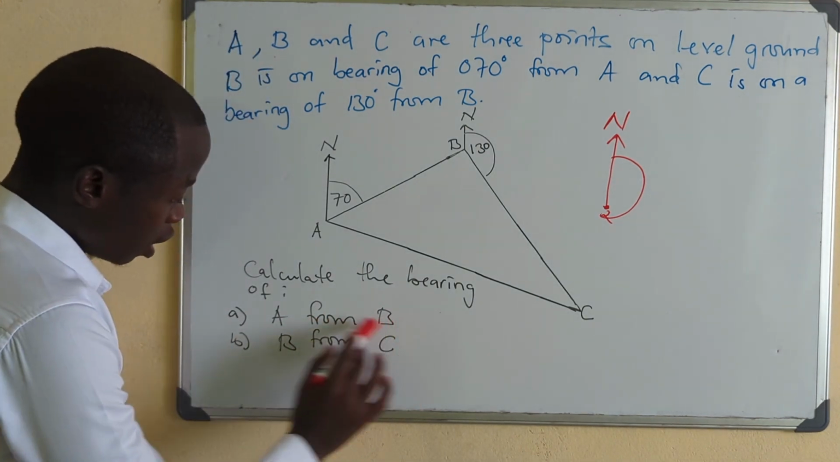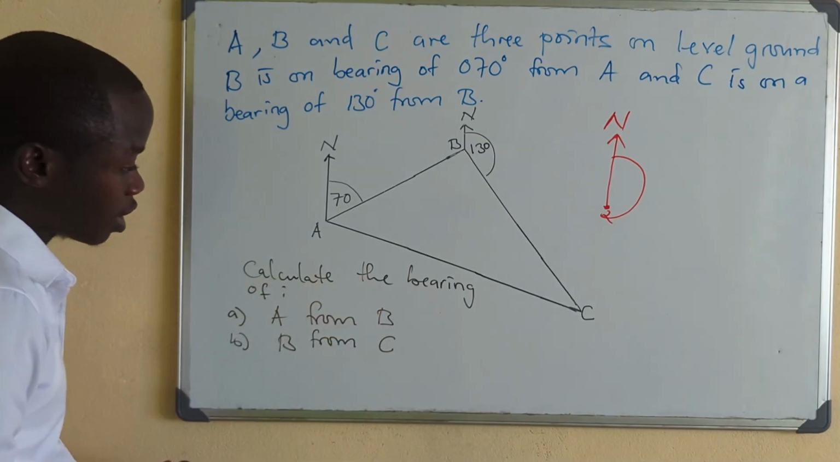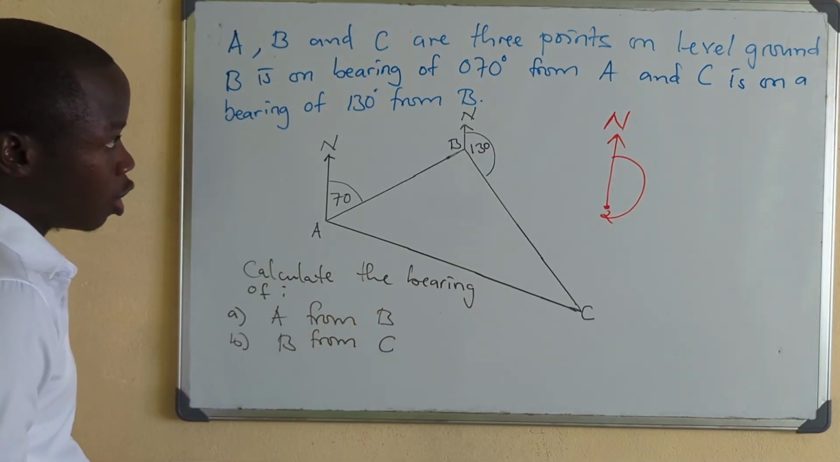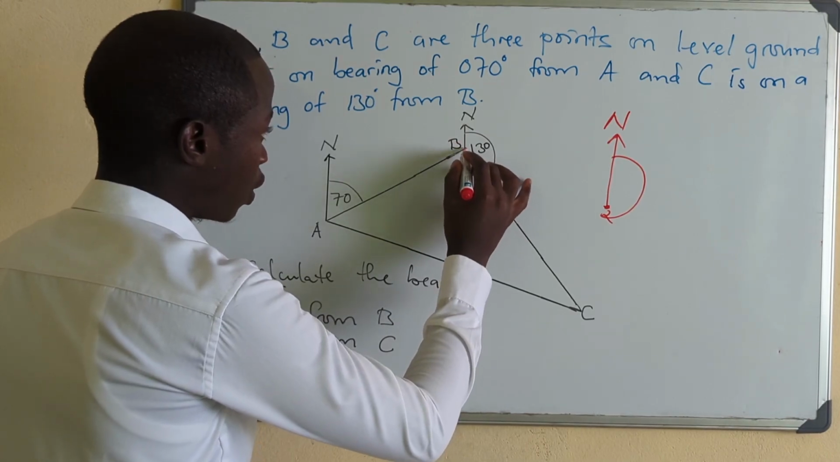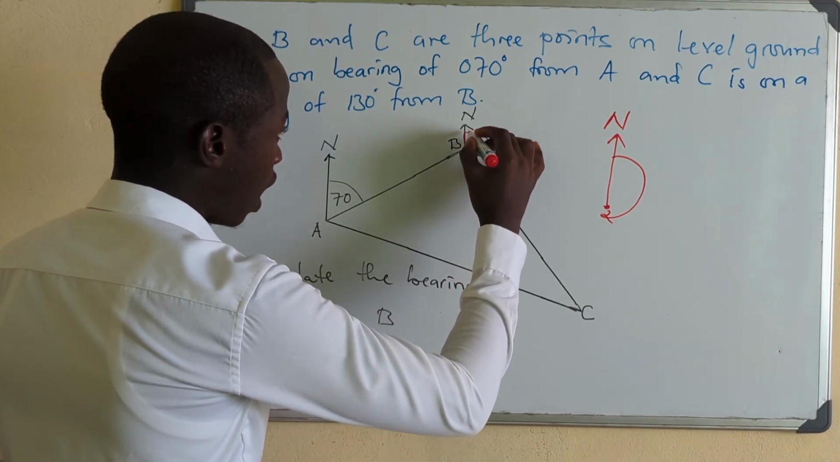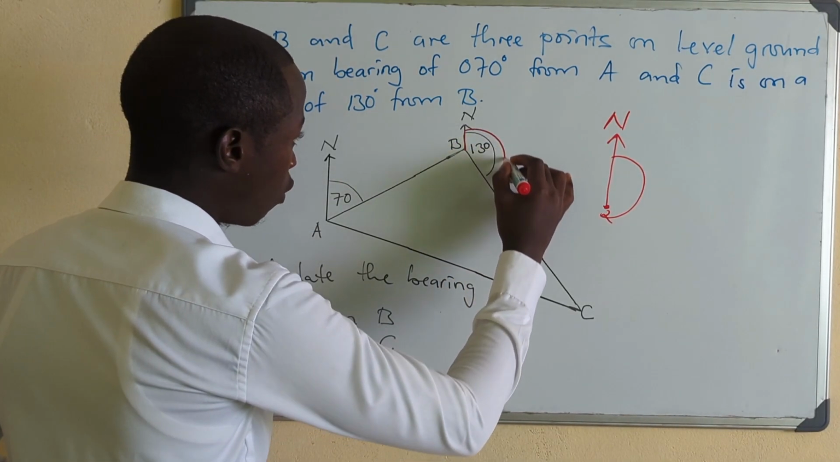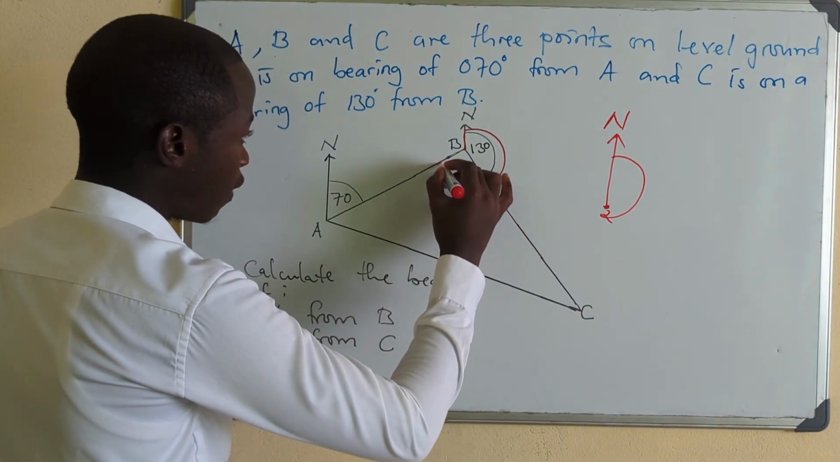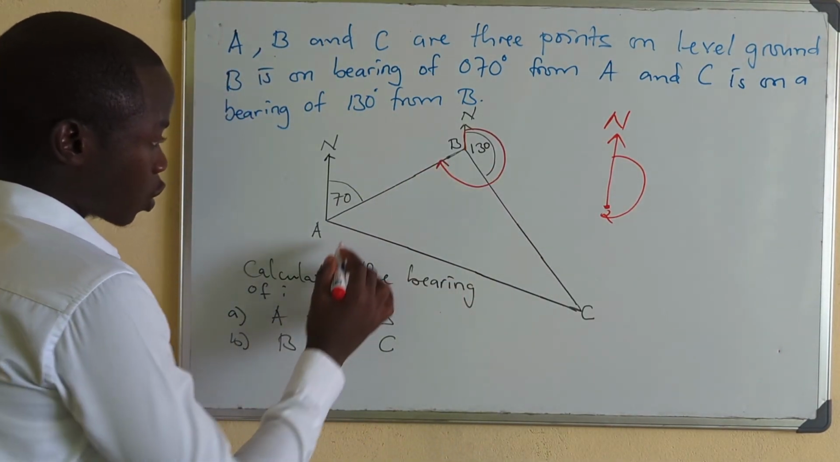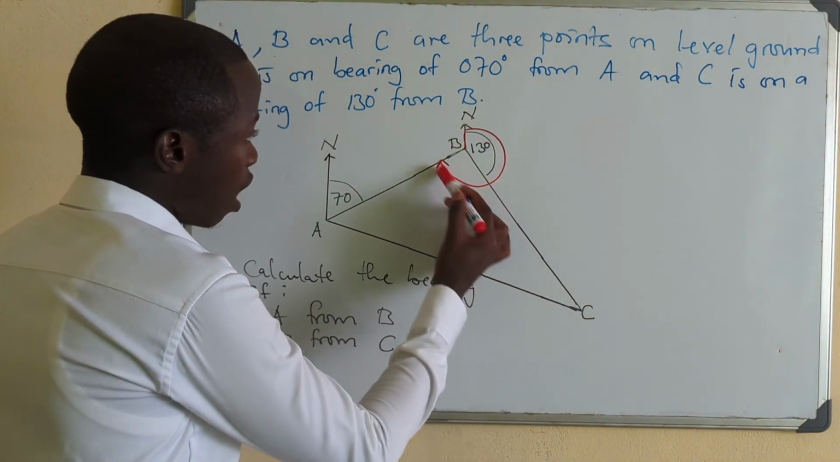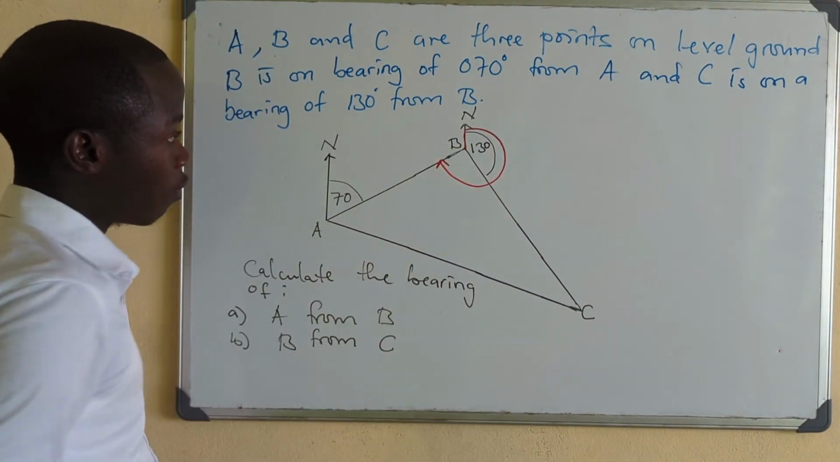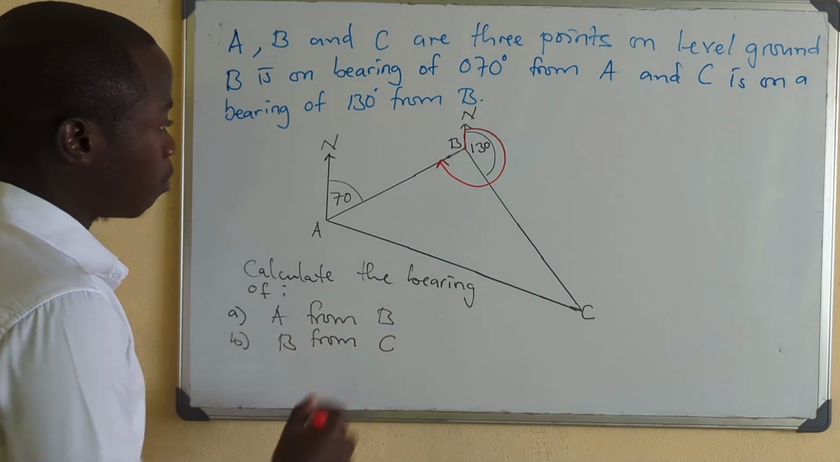So, from B to A, this is what the statement says, A from B. So, we are going to start from B. This is point B. We go north and move clockwise until we meet the line for A. So this is the line for A, and this is the angle that we are calculating for the bearing of A from B.